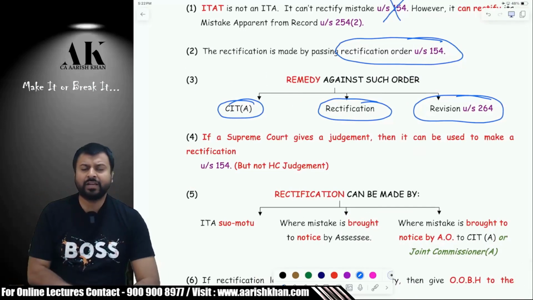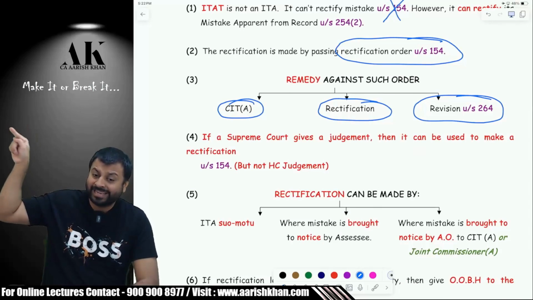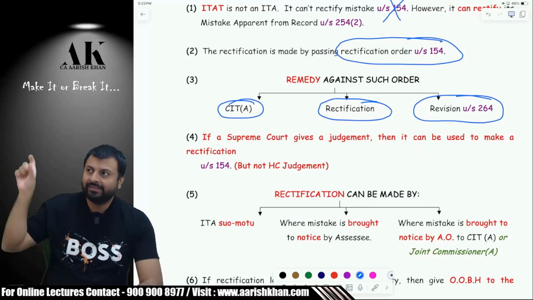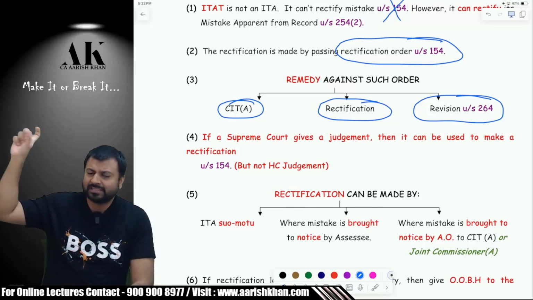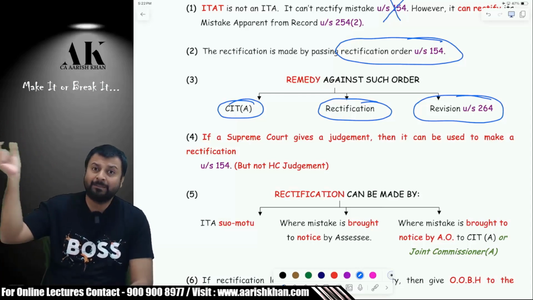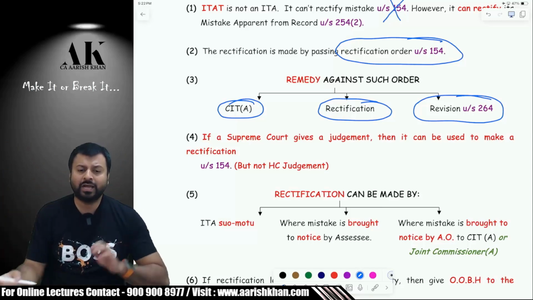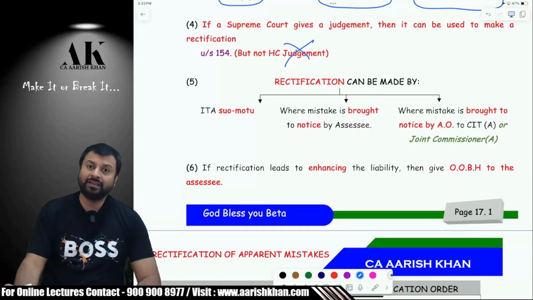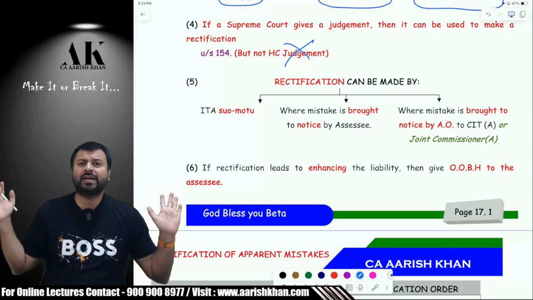Now the next point is very, very important. Listen carefully all of you. Suppose there is some Supreme Court judgment in some other case, can I take that as an example to rectify my order? Yes. If there is a Supreme Court judgment in some other person's case, and in that case the Supreme Court has said that this expenditure is allowed, you can take that as an apparent mistake done by your AO, and you can rectify that order. But a High Court judgment cannot be used as an apparent mistake. But if the AO has done anything against the Supreme Court judgment, then your AO has made an apparent mistake.